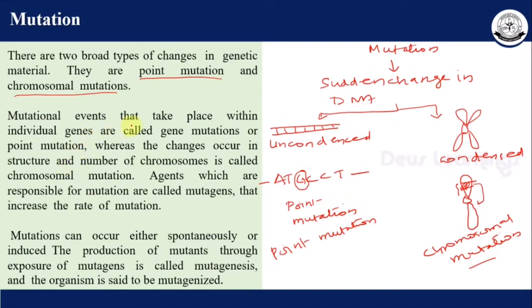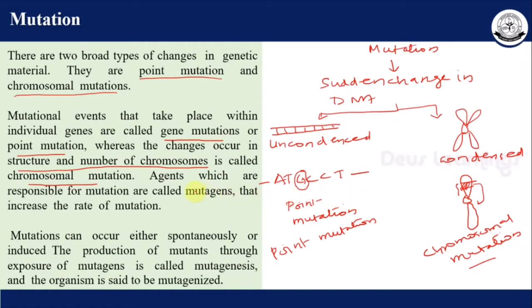Mutational events that take place within a gene are called gene mutations or point mutations, whereas changes in the structure or number of chromosomes are known as chromosomal mutation. So within the gene or sequence happens a point mutation, or a change of structure. Structure and number are the two important things. If the chromosome number increases or decreases, that is also considered a chromosomal mutation.